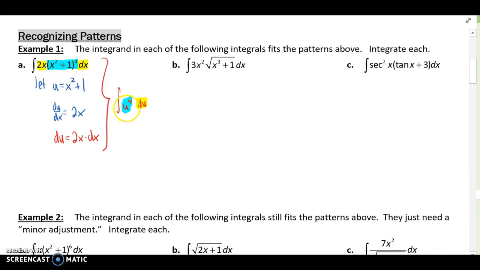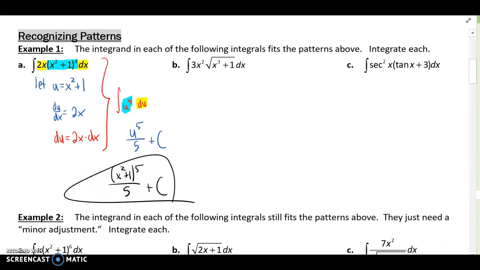So when we're using the power rule to integrate, the u to the fourth becomes u to the fifth. We divide it by 5, because that's what the new exponent is, plus C, our constant of integration, because it is an indefinite integral. Now, the original problem did not have any u in it. It had only terms of x, so we're going to substitute back in the fact that x squared plus 1 is equal to u. So our final integral is (x squared plus 1) to the fifth over 5 plus that constant, and there's our answer.